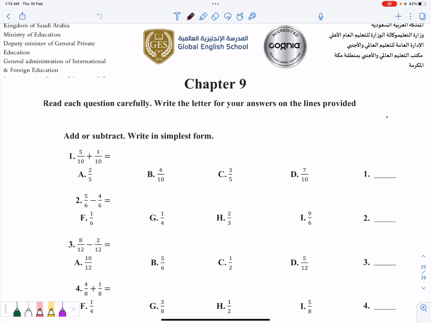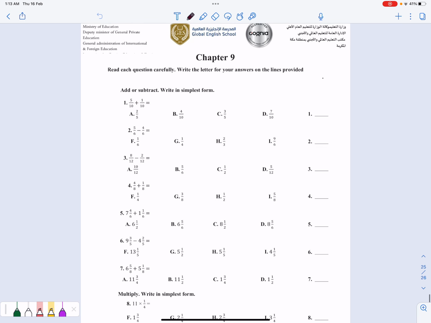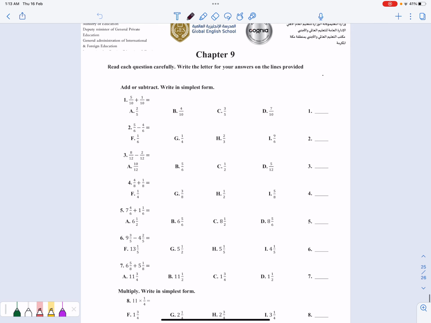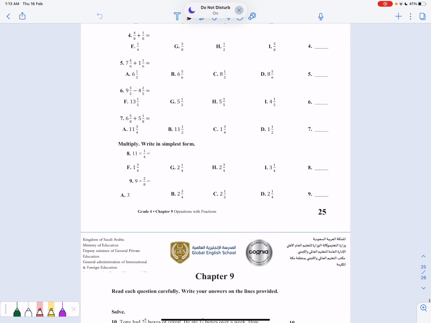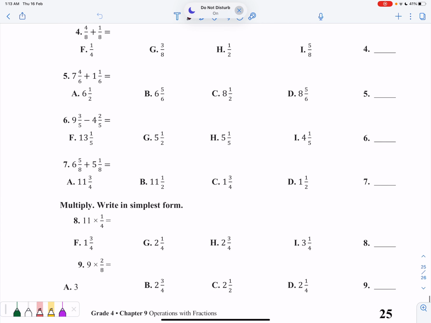So finally we have the last part of the revision sheets, which is about chapter 9. So please open your booklet to page 25 and let us begin.